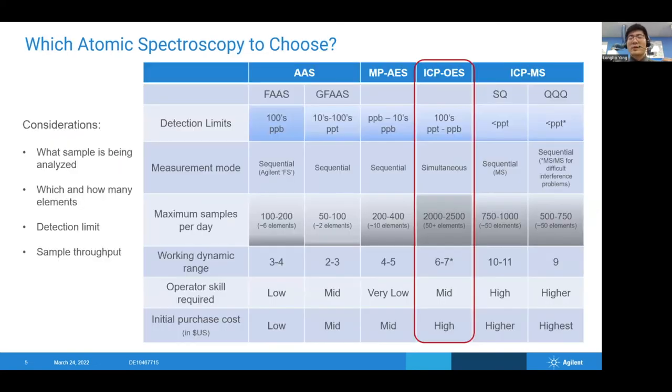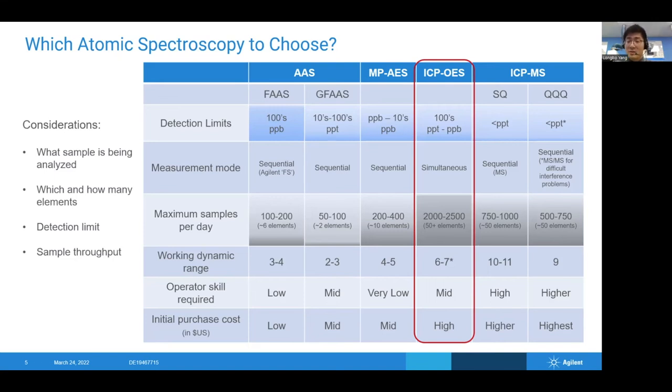When a customer comes to us about choosing an instrument, the first thing we always ask is what we are analyzing. This usually determines the sample matrix and the TDS level. For people who don't know TDS, TDS means the total dissolved solids level. And then we look at which elements we are analyzing and how many of them. Are we looking at one or two elements, or are we looking at 10 or 20 or even 50 elements?